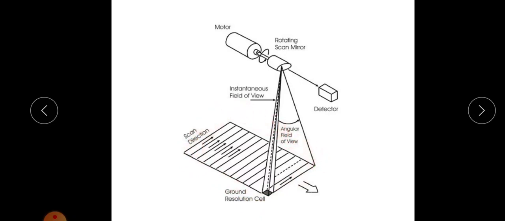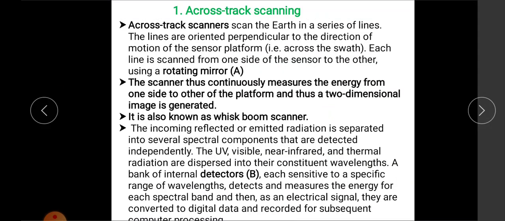Okay, in the next case, the sensor will move along this path. That is, it will move in this direction and take the features along this region. Like that, the process continues. So it is across track scanning, because it scans the details across the path, across the direction of sensor movement. So it is known as across track scanning.